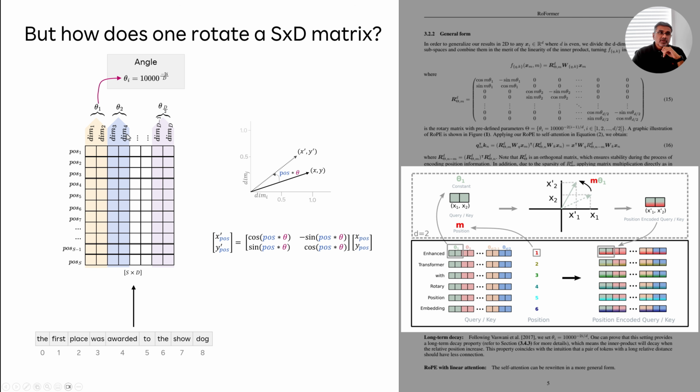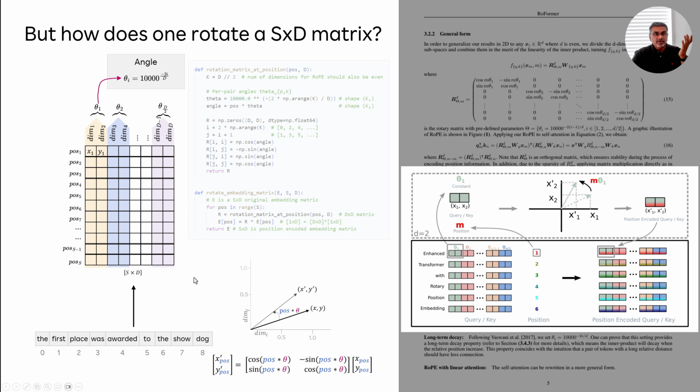For this one, position 1. For these two dimensions, 1 times theta 2 because position 1. 2 times theta 2 because position 2. 3 times theta 2 because position 3, and so on. That's what you do. So the calculation is pretty straightforward. I actually implemented this to show you how it works.